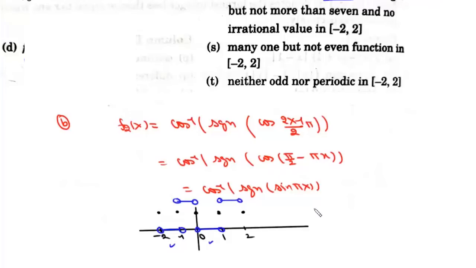Now, if we look at points where it is discontinuous, 1, 2, 3, 4, 5, we have 5 points where this function is discontinuous. And at those 5 points, this function is also not differentiable. And its range is 0, pi by 2 and pi.